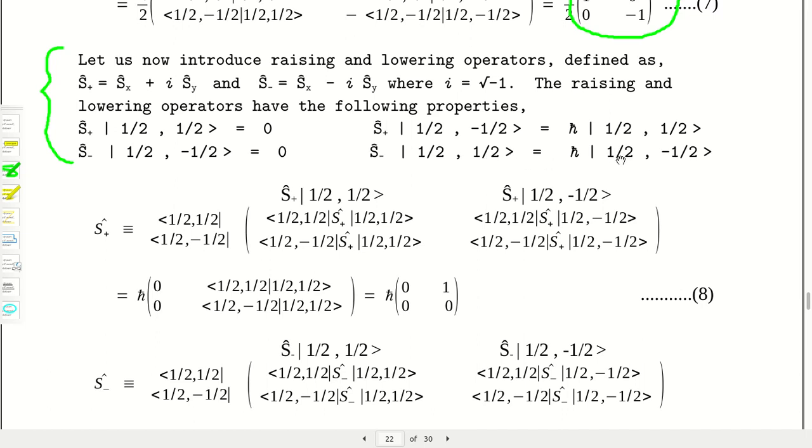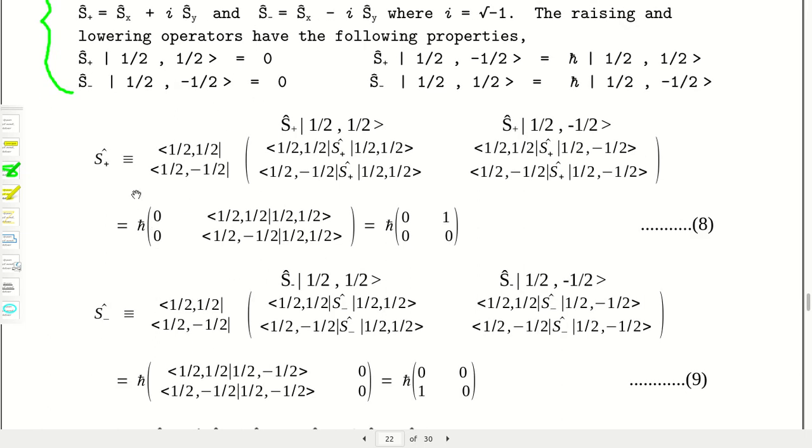And S is invariant; the quantum number S is always invariant. The new state should be multiplied by h cut. This is the rule; I am not going into this. These formulas can be remembered. So using these formulas, you can just find the matrix forms of S plus and S minus.